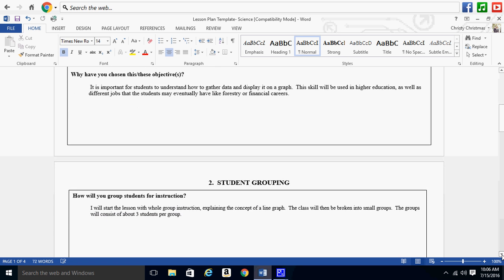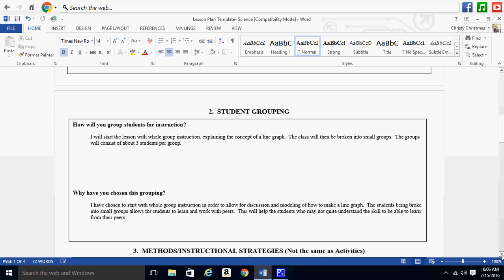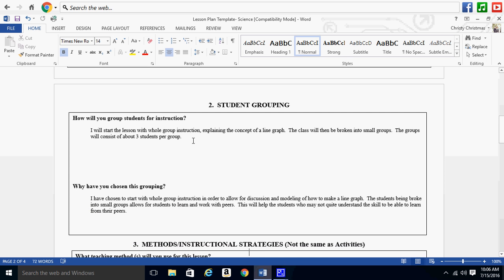The student grouping for this lesson will be that I will start the lesson with whole group instruction explaining the concept of a line graph. Then the class will be broken into smaller groups. The groups will consist of about 3 students per group depending on the size of the class.